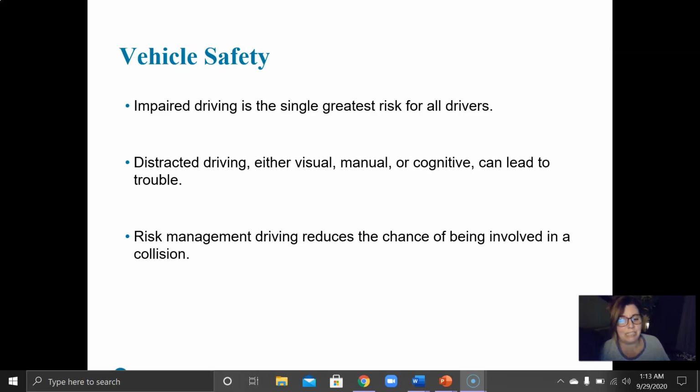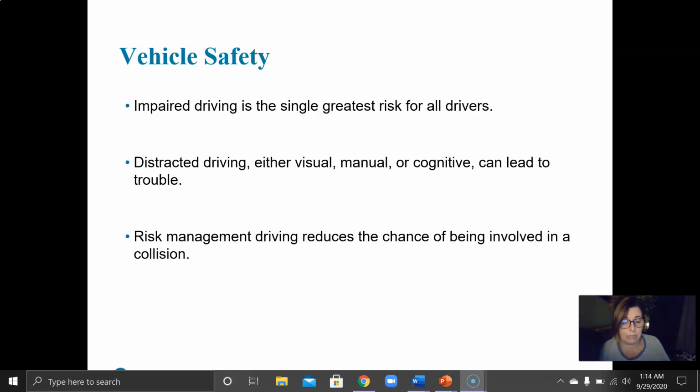Texting is one of the most dangerous forms of distracted driving. Some other safety issues when operating a vehicle: wearing a safety belt, a seat belt, cuts the risk of serious injuries in a crash by almost half. Vehicles with high crash safety ratings also make driving safer.